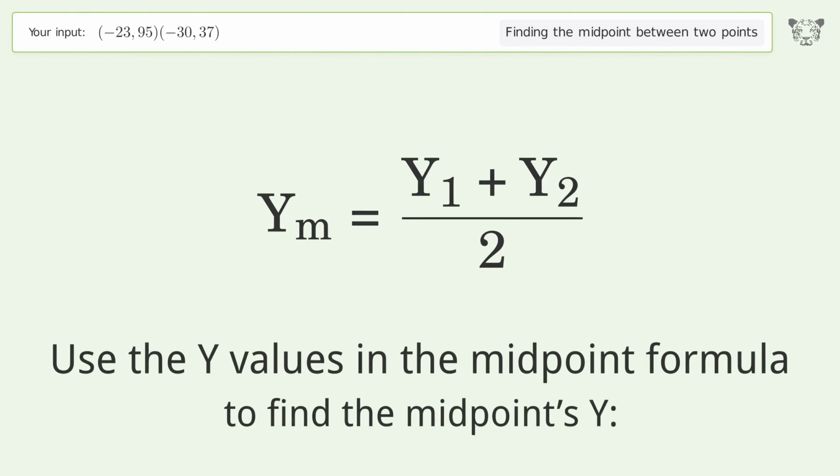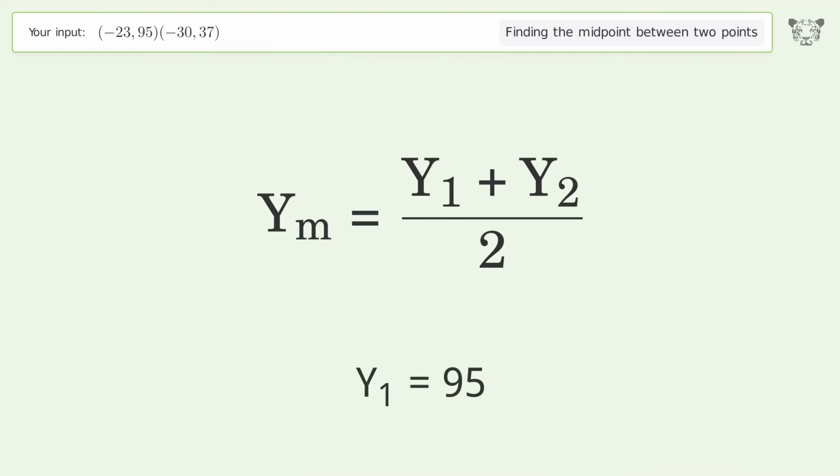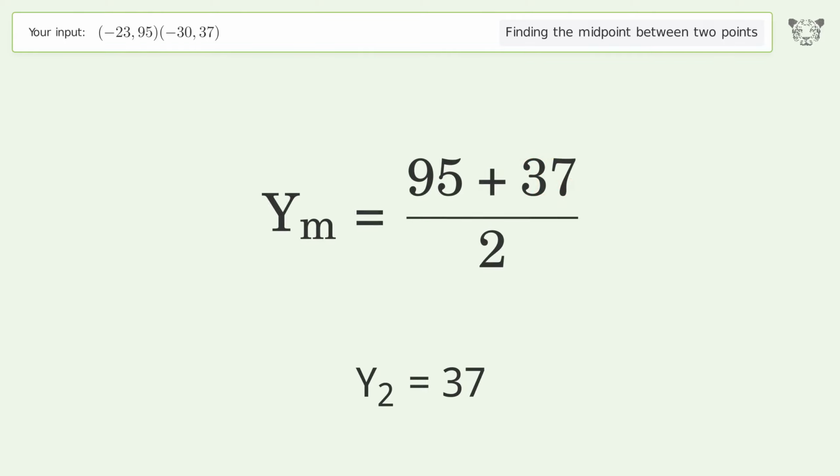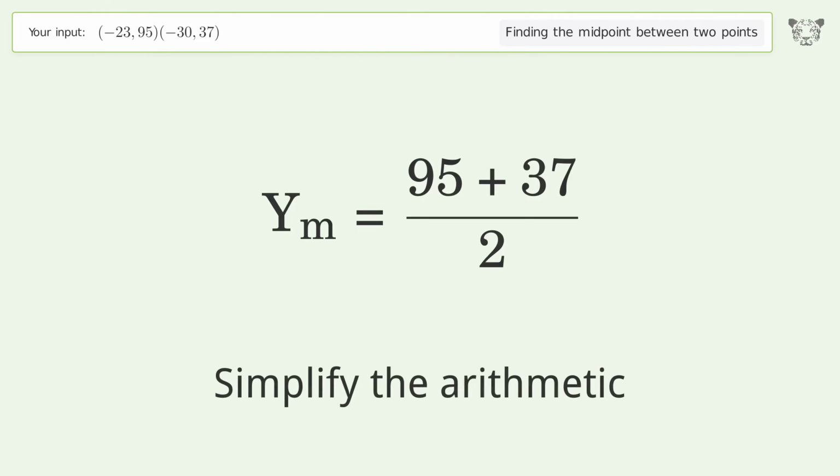Use the y values in the midpoint formula to find the midpoint's y. y1 equals 95. y2 equals 37. Simplify the arithmetic.